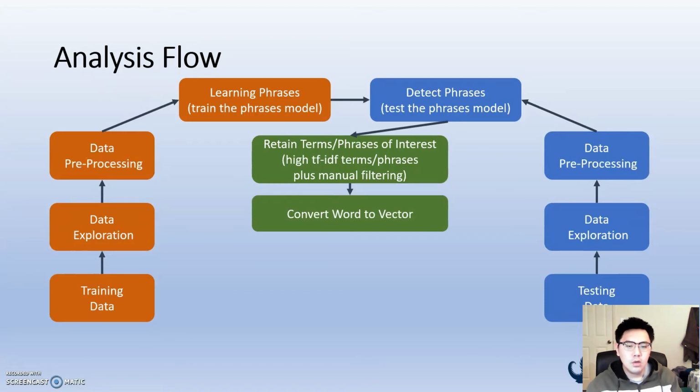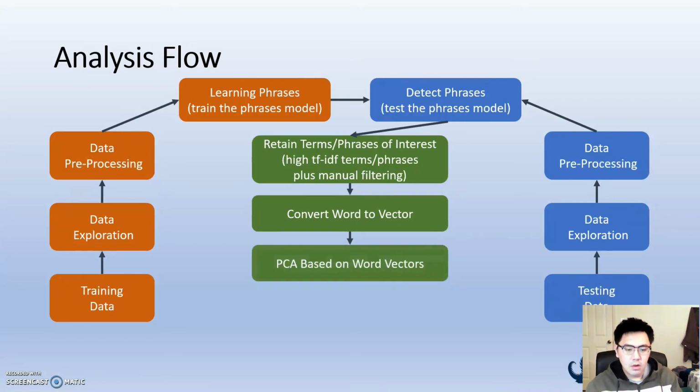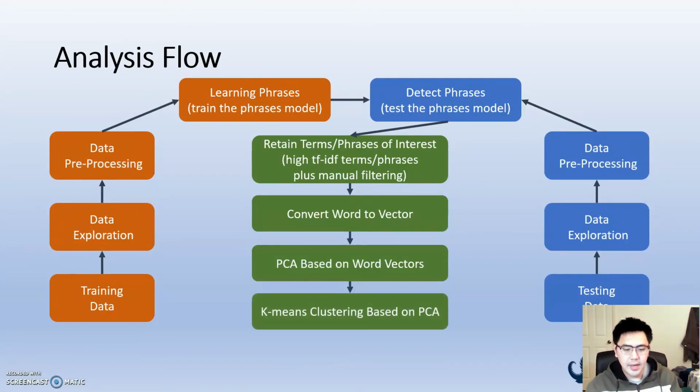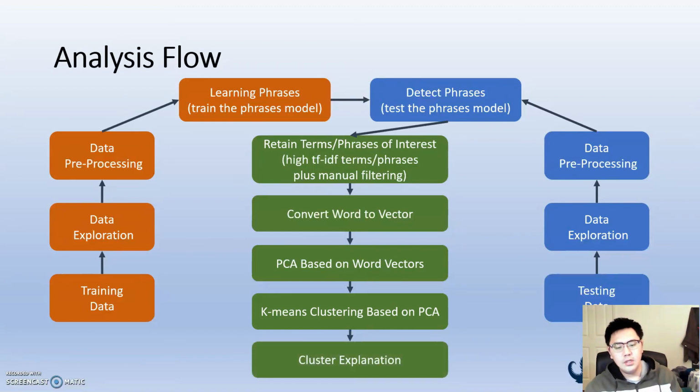and then we convert those words, terms or phrases that we are interested in to vectors. So we do a word to vector model, and then based on those vectors we do a PCA, the principal component analysis, and then based on the PCA we do k-means clustering. And after we have the clusters, we need to explain those clusters to tell our audience, to tell the business owners, what kind of criteria those clusters mean. So this is the overview of this project.